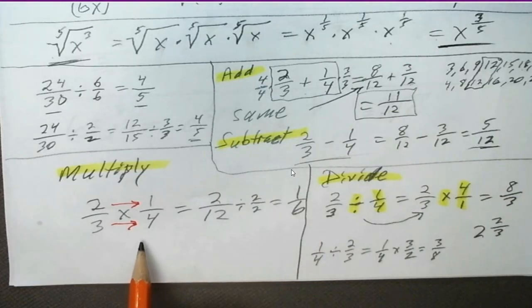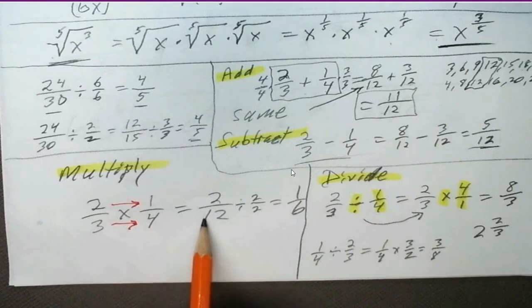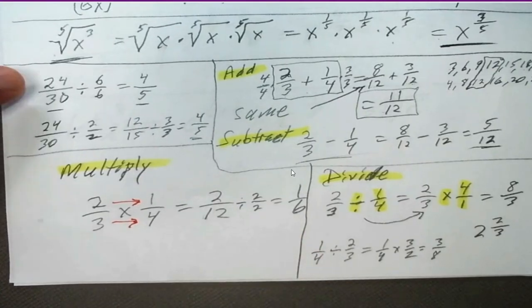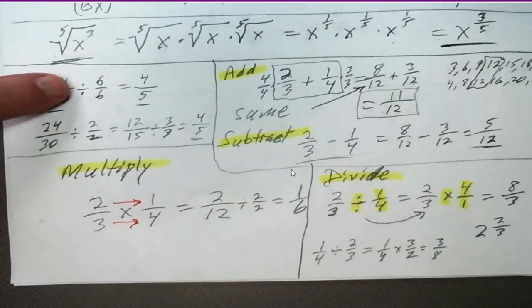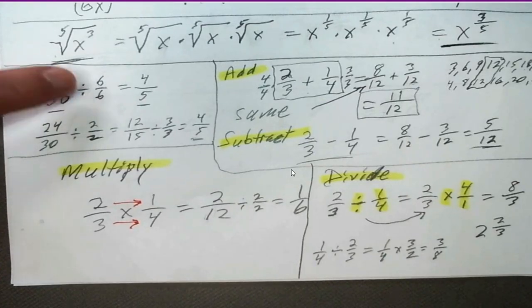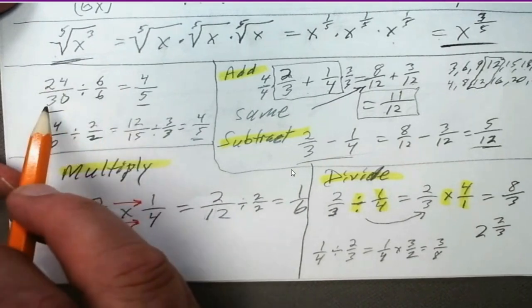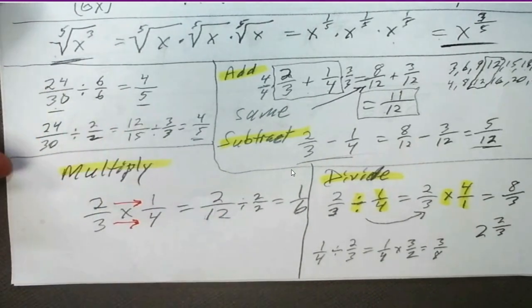Multiplying was the easiest thing we do with fractions. 2/3 times 1/4, you just multiply straight across. 2 times 1 and 3 times 4. So it's 2/12. And of course, 2/12 we can simplify to 1/6. We did look at simplifying real quick up here. 24/30ths, we could divide it by 1 as long as 1 is 6/6. 24 divided by 6 is 4. 30 divided by 6 is 5. So this is the same as 4/5.